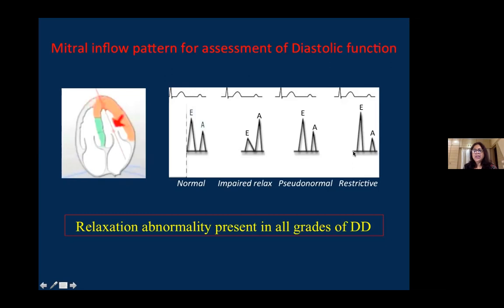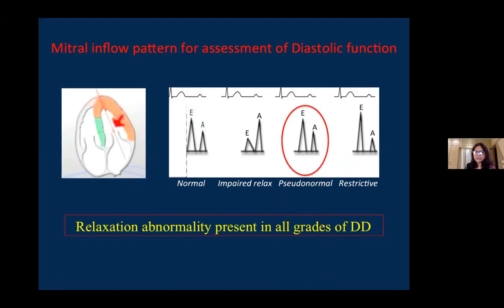So you see, once the impaired relaxation pattern sets in, it remains in all the grades. It is the raised LA pressure which is changing the pattern. First to the pseudonormal, where LA pressure is moderately raised, and then the restrictive pattern, where we see a very tall E, short deceleration, and a small A, where there is very high left atrial pressure. So keep in mind that relaxation abnormality is present in all grades of diastolic dysfunction.